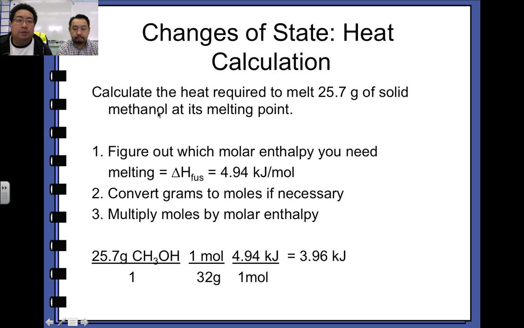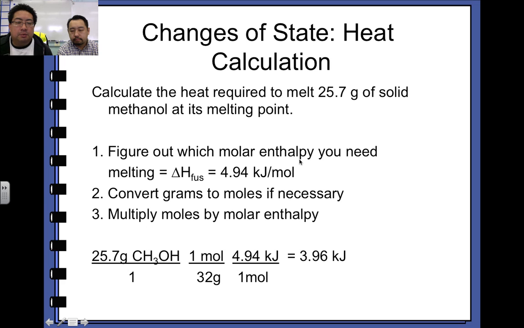So let's say we were going to do a change of state heat calculation. So let's say we had 25 grams of solid methanol at its melting point, and we want to know how much heat it takes to melt it. So because it's at its melting point already, we don't have to use the specific heat equation. We can simply use the heat of fusion.